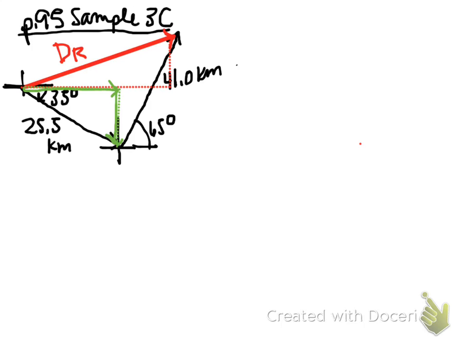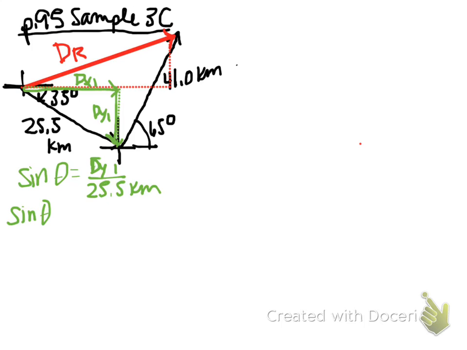So sine. We know that the sine of theta will equal our dx1 over 25.5 kilometers. And as has been duly pointed out, I screwed that up. Sine is going to be our y displacement, dy1. Sine theta equals dy1 over 25.5 kilometers. So sine theta times 25.5 kilometers will give us our dy1.